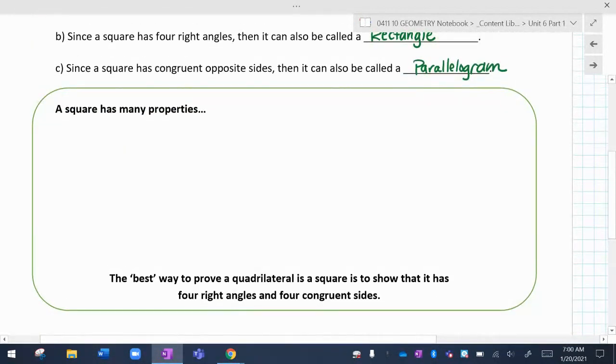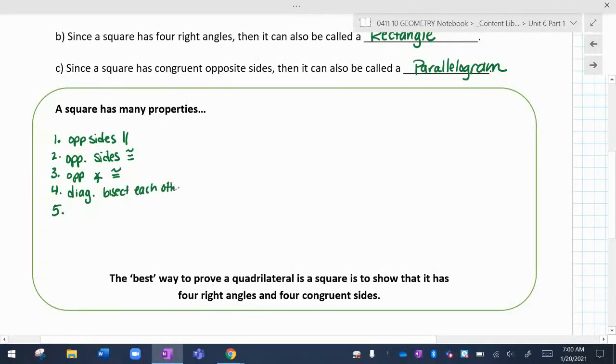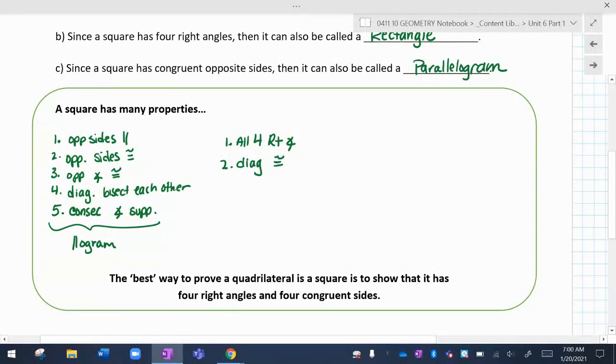Now, a square has many different properties. Because it's a parallelogram, it has all 5 parallelogram properties. The parallelogram properties being opposite sides parallel, opposite sides congruent, opposite angles congruent, diagonals that bisect each other, and it has consecutive angles supplementary. Those are all the parallelogram properties. Not only does it have the parallelogram properties, it has the rectangle properties that we just talked about. The rectangle properties were all 4 right angles and diagonals that are congruent to each other.